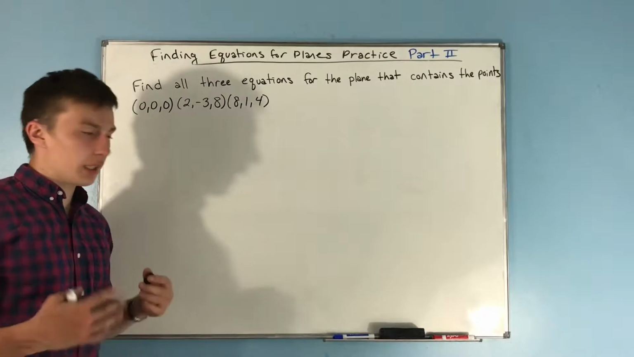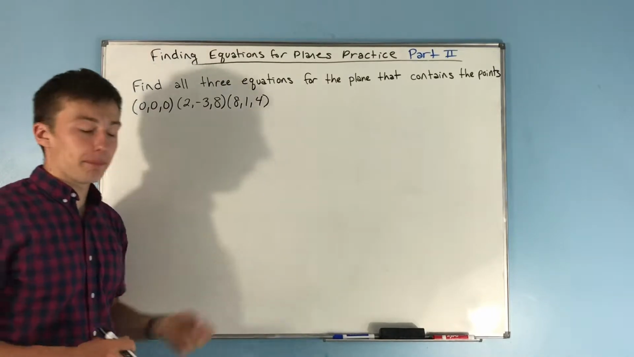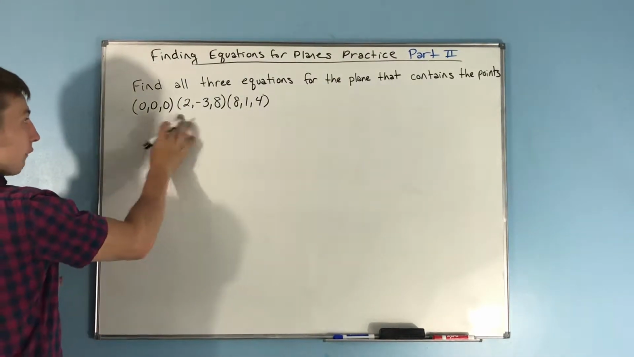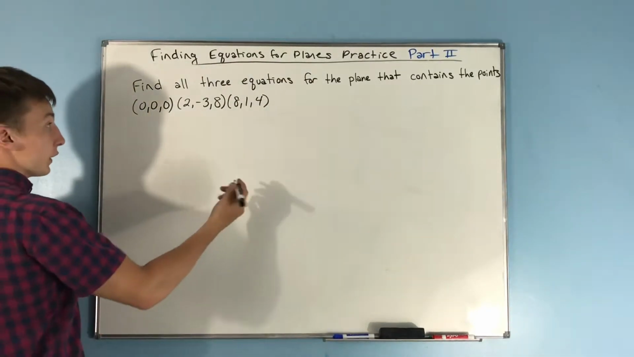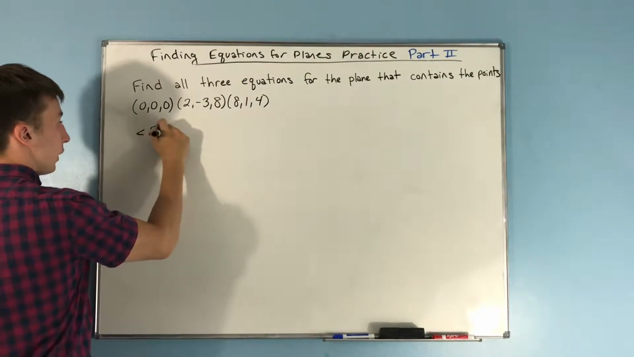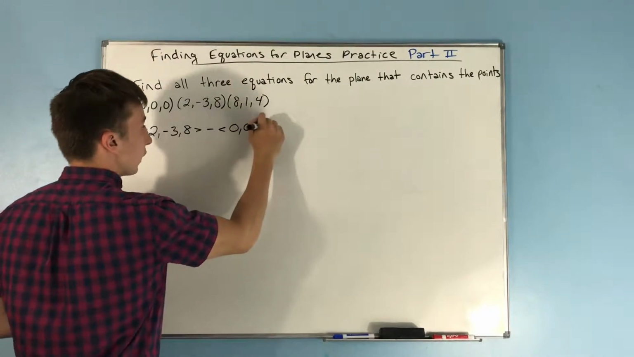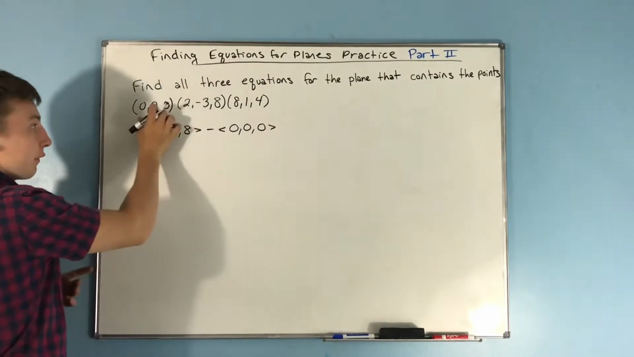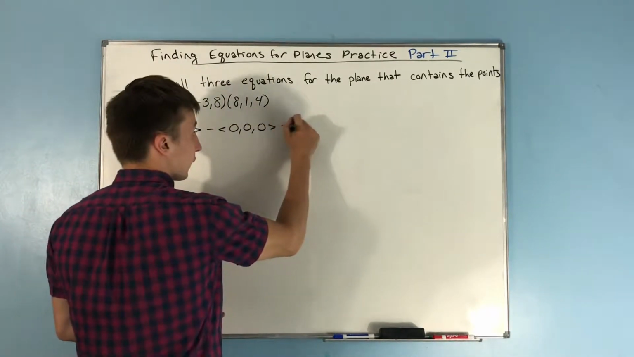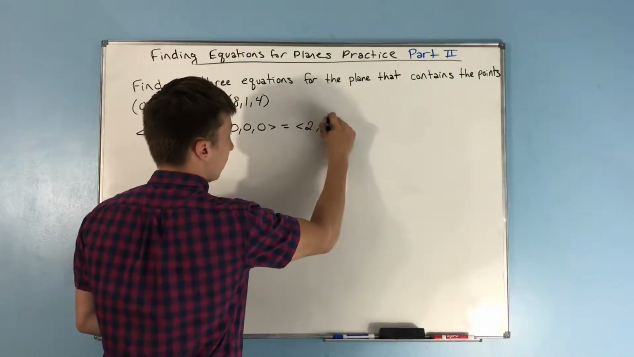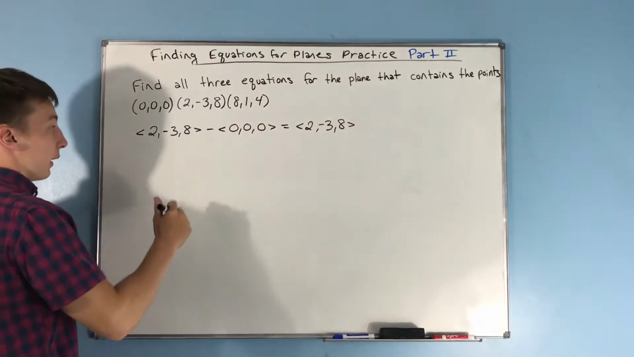So first, just like in the part 1 video, we need to find 2 vectors that are on this plane. We can do that pretty easily because we have this (0, 0, 0) right here, which makes it really convenient. So 2 vectors on this plane are just going to be (2, -3, 8) minus (0, 0, 0). These are the position vectors for both of these points, and if you subtract that, you get a vector that's on this plane, (2, -3, 8).